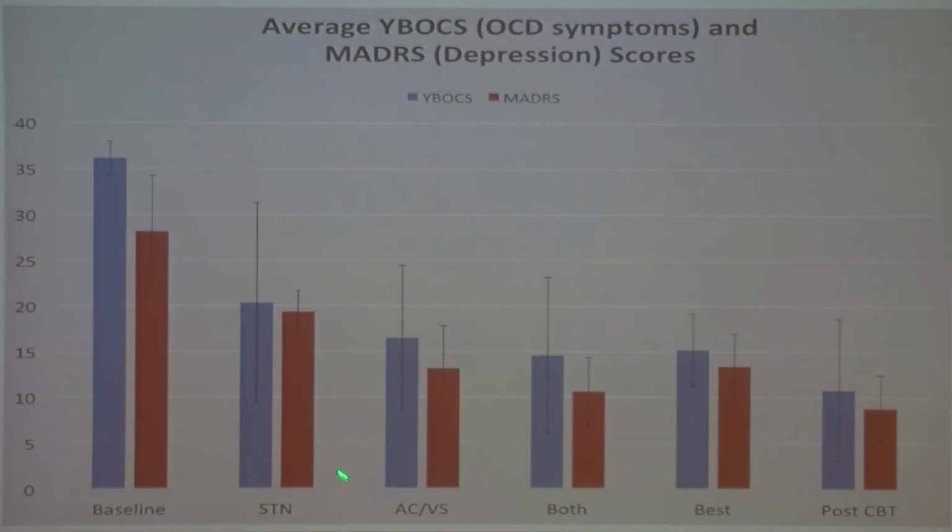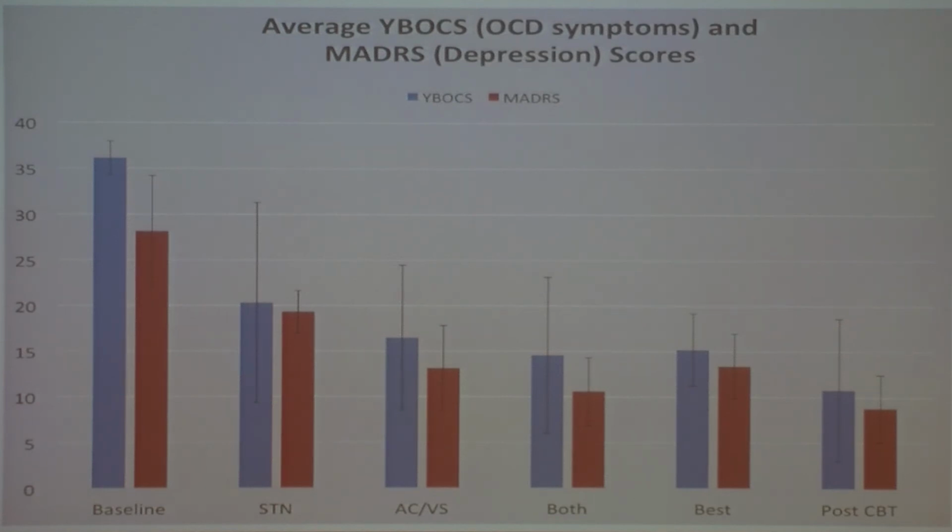So they initially had a counterbalanced series of STN and ventral capsule stimulations. This is the baseline score in OCD and depression scores. And then after that period they were combined optimally, and they had a late period of CBT, cognitive behavioural therapy, added as well. And you can see the overall effect is tremendous. I mean, these subjects, some of them are almost in remission from being extremely high OCD scorers.